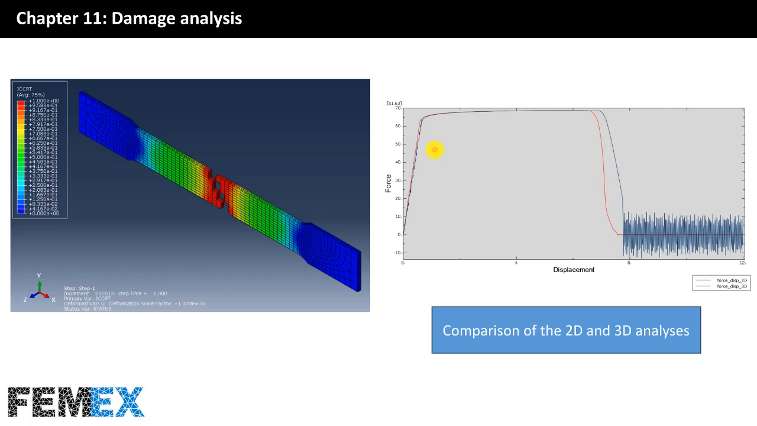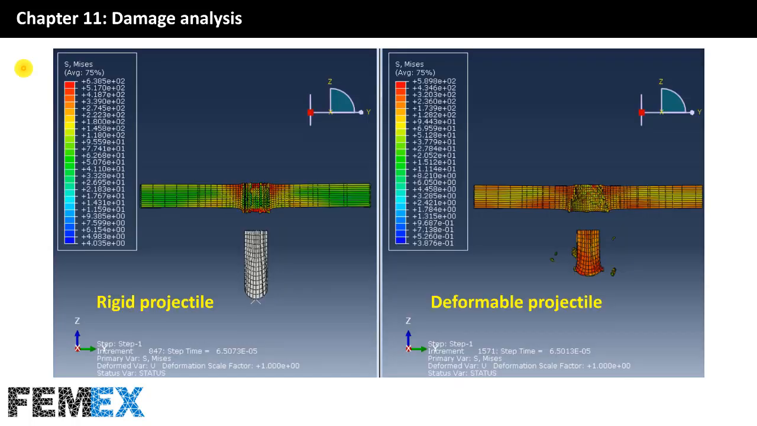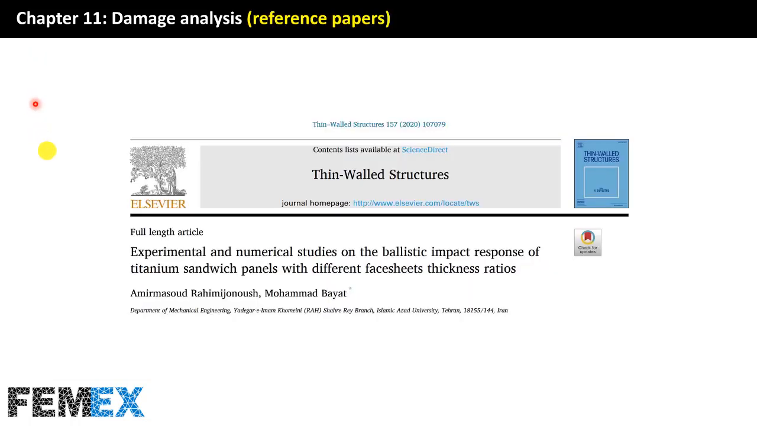Also, I have studied a sensitivity analysis on the damage parameters and their effects on the final results, the force displacement curve and the damage pattern. In the second example of this chapter, I have simulated the high velocity impact of a steel projectile to the aluminium plate. And I have conducted the simulations for both the rigid projectile and deformable projectile cases with and without considering symmetry boundary conditions. And here you can see one of the reference papers for this chapter.